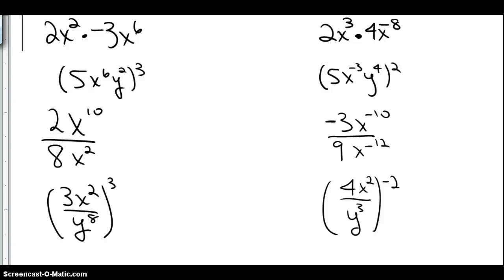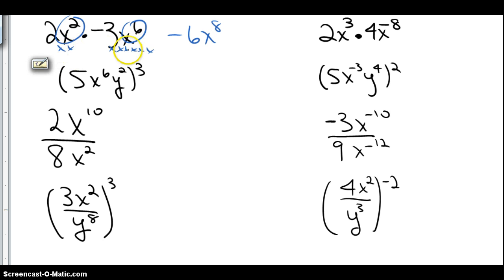Okay, here's a quick little review of exponent rules. So on the first one here, I'm going to switch some color here. 2 times 3, numbers are normal, so -6, and then you're counting x's. So I have 2 x's here, I have 6 x's here, and so if you count, I have 8 x's total. So that's my answer.